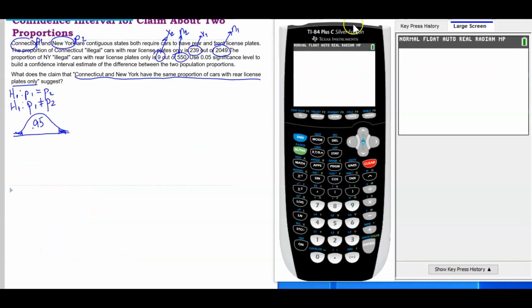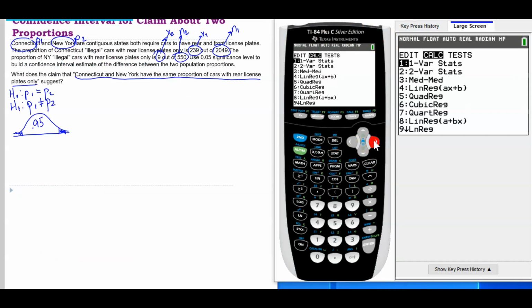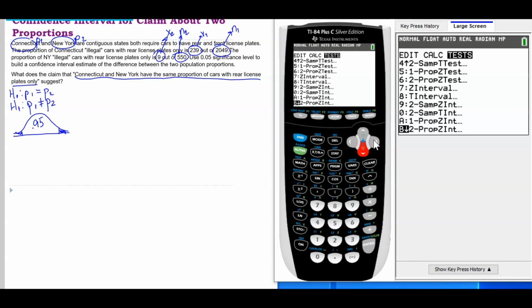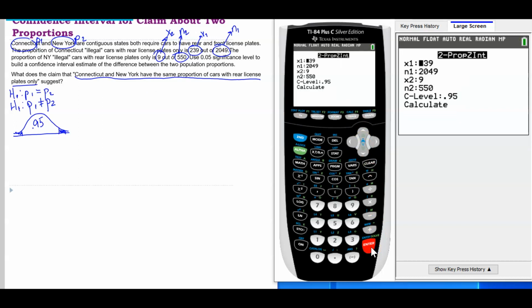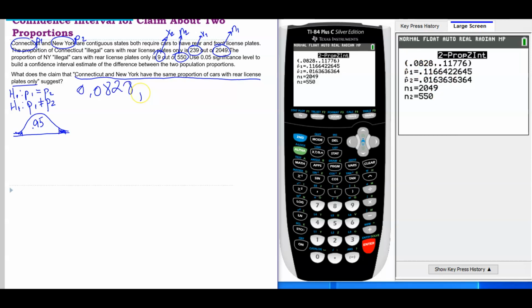If you use the graphing calculator TI-83 or 84, go to Stat, Test, to 2-PropZInt. It's under B. Click Enter. Enter the values of X1, N1, X2, and N2 that we identified from our data, confidence level 0.95, and click Calculate. The interval limits are 0.0828 to 0.11776. What would this limit suggest?